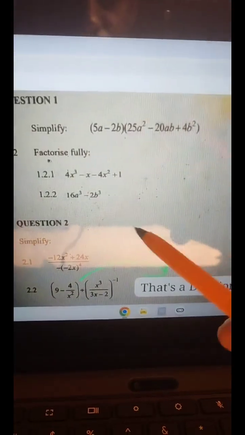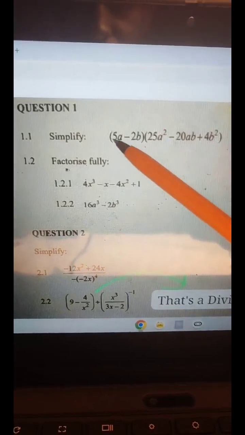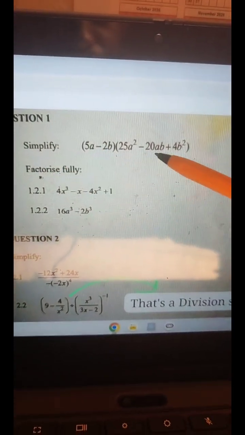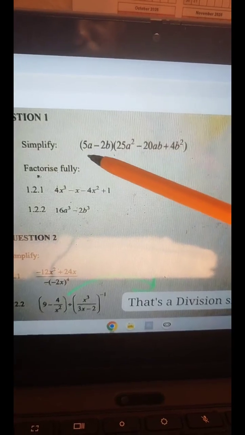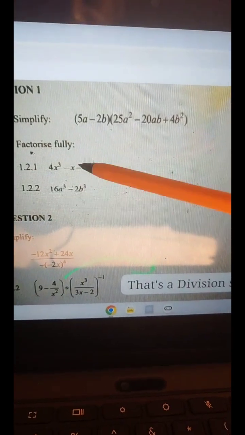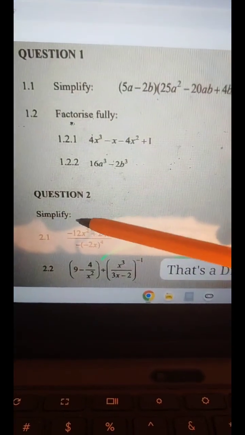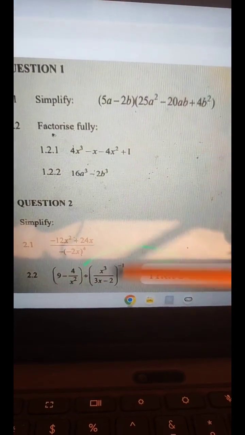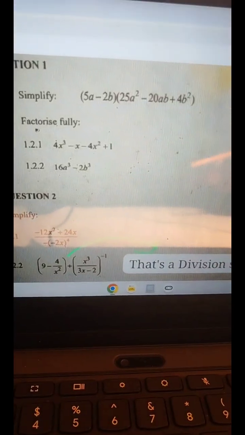We are going to look at some of these questions, guys, and we are going to answer some of them. So we are going to start right there. Question 1. There's a simplify type of question here that you can see. Factorize questions, and then we are going to look at some simplify type questions, as you can see there. So basically these are the questions we'll be looking at.